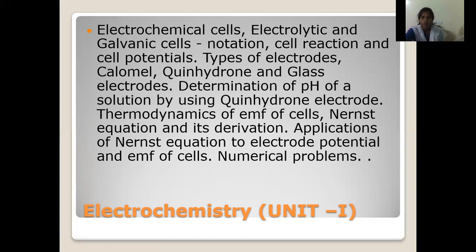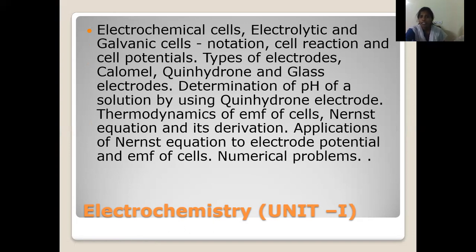Unit 1 is electrochemistry. In electrochemistry, we are having the types of cells, that is electrochemical cells and electrolytic cells and galvanic cells. Already you have seen the types of cells. What are the cells we have? What is the use of a cell? How many types of cells we have? And in galvanic cells, we are having the notation. That means how to write the cell notation by using galvanic cell reaction and cell potentials. How to write the cell potential by using galvanic cell.